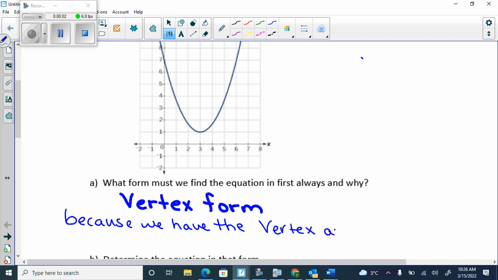And a coordinate. So even if I ask for standard form, you should all still get this correct because you're going to know to put it into vertex form, then convert. Correct? Vertex form, then convert.